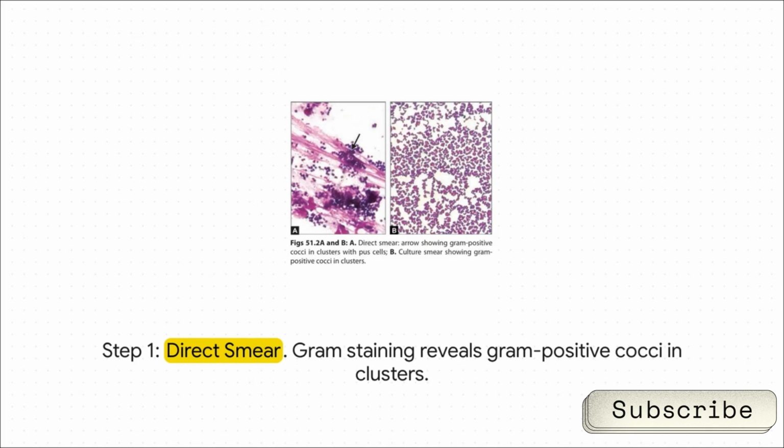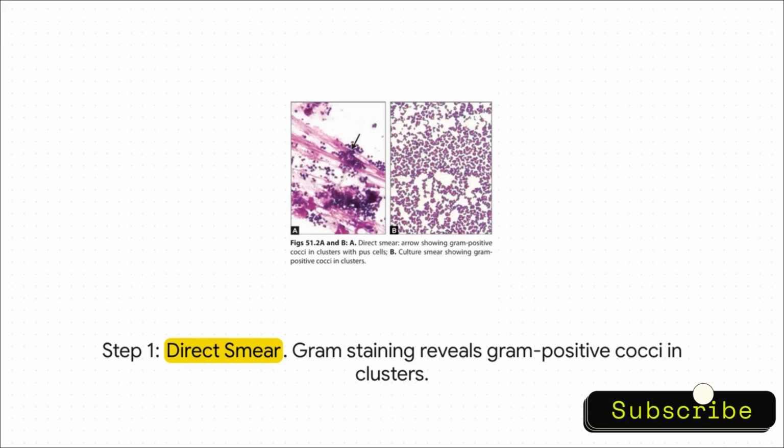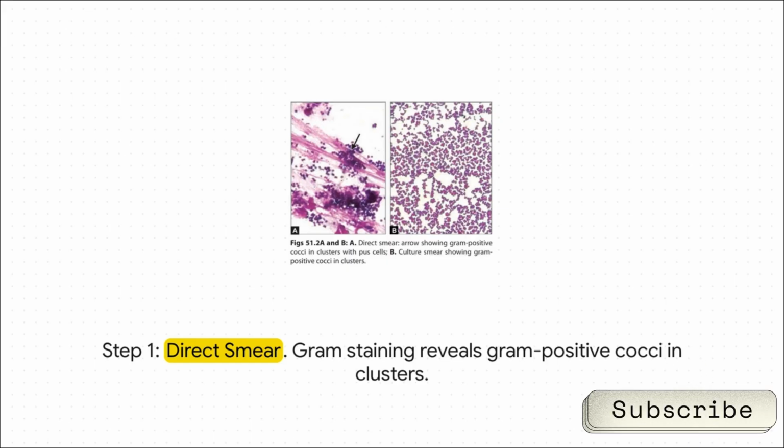Your first stop in the diagnostic journey is always the direct smear. You take a sample, do a Gram stain, and under the microscope, you're looking for that classic textbook image, Gram-positive cocci in grape-like clusters. That's a huge clue you're dealing with Staphylococcus.